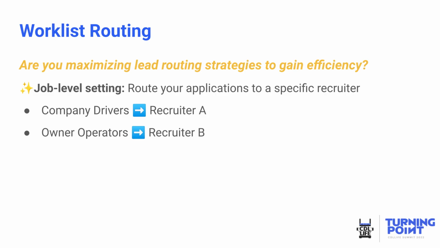And then finally, work list routing. This is going to be a really good opportunity for you if you aren't already utilizing this in your application tracking system, to be able to maximize your lead routing strategies in order to gain more efficiencies. So if you have a recruiter who is very specialized in, say, recruiting company drivers, we can send you leads routed specifically to that recruiter based on the job level settings. So that's another good opportunity for you to utilize that.